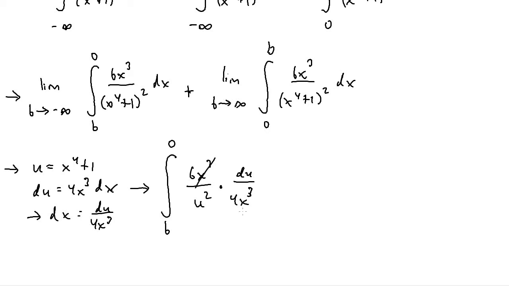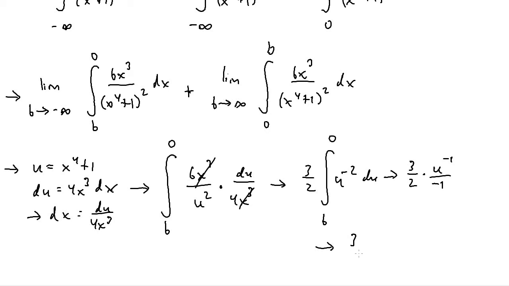Notice how the x cubes will cancel, and we have 6 over 4. We can take that outside the integral and simplify that to 3 halves. So we can write 3 halves times the integral from b to 0 of 1 over u squared du. And I can rewrite 1 over u squared as u to the negative second power. So now I can use the power rule, where we get 3 halves times u to the negative first over negative 1.